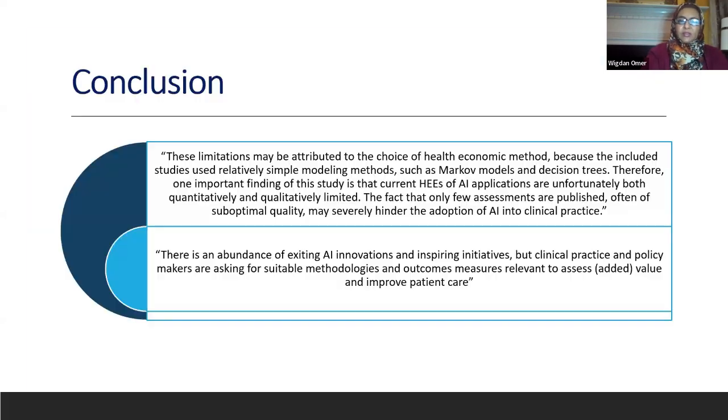In my opinion, the review didn't exactly show what is the best alternative. It did critique the current HEEs that are used, but it didn't provide any suggestions or recommendation for alternative methods.